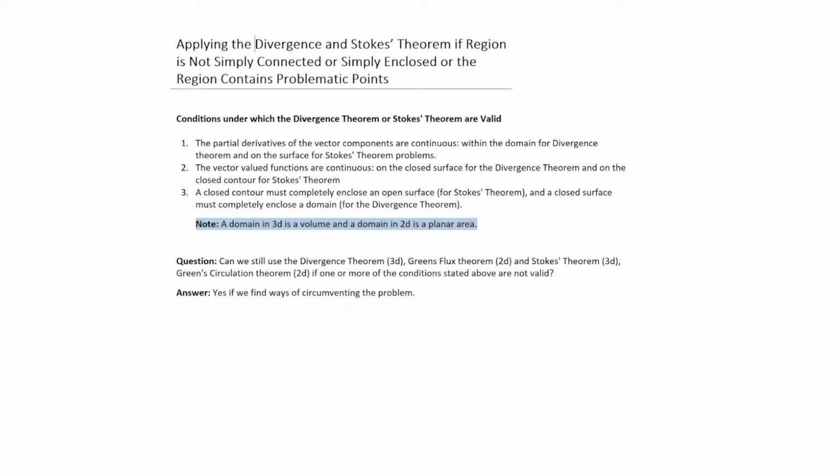Now, up to this point, when we applied the divergence theorem, Stokes' theorem, or Green's theorems, we basically made some assumptions regarding the nature of the fields and the surfaces or regions or contours that we're dealing with. And so I've just written down the various cases that we'd be interested in making sure are in fact valid. So first of all, the partial derivatives of the vector components are continuous within the domain for the divergence theorem and on the surface for Stokes' theorem problems.